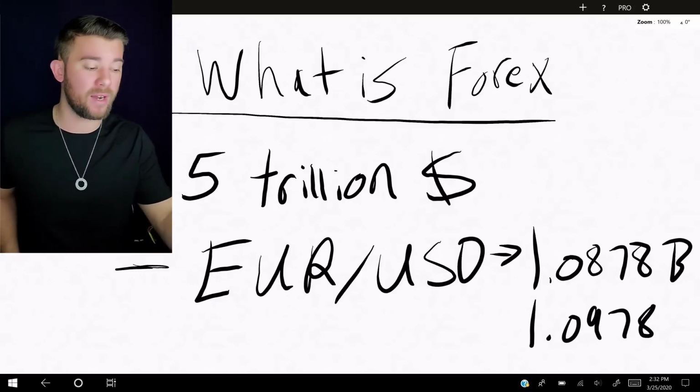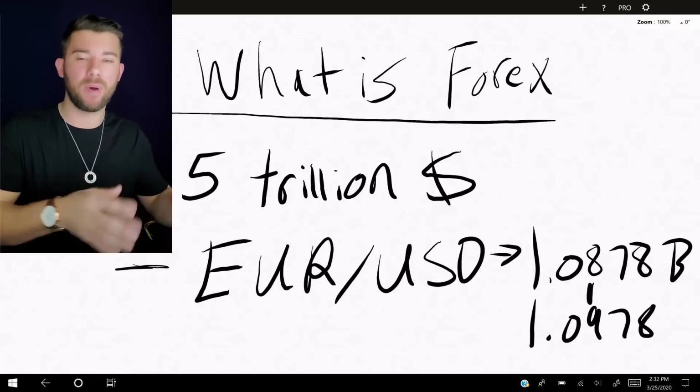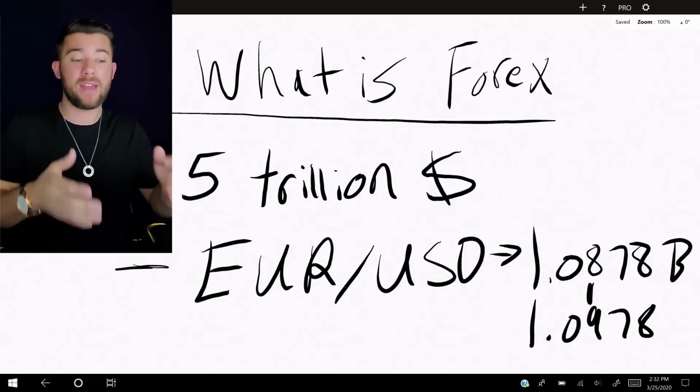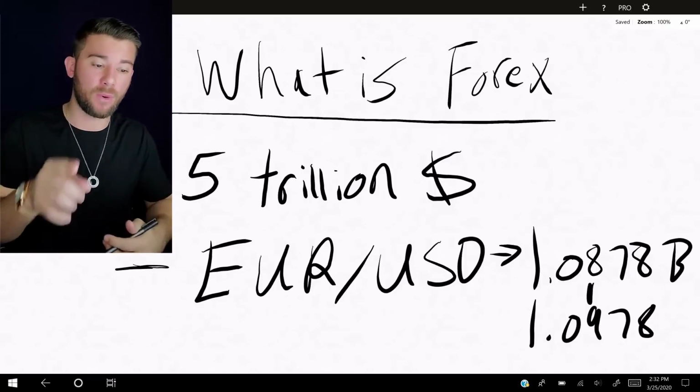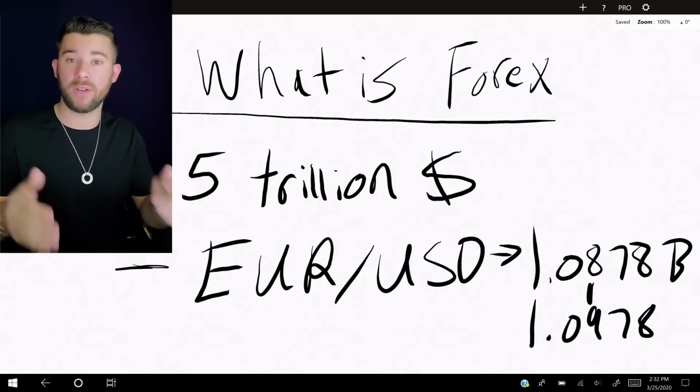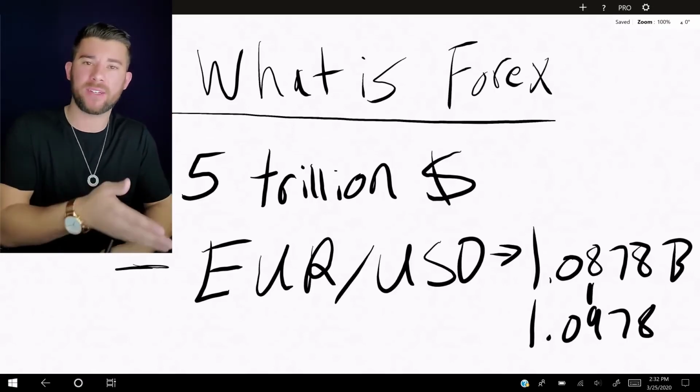You make the profit of essentially 1 cent, but we are trading based on huge amounts of size in the Forex market and with leverage, which we're going to discuss later on. Right now, what you need to understand after the question of what is Forex is what is a currency pair?